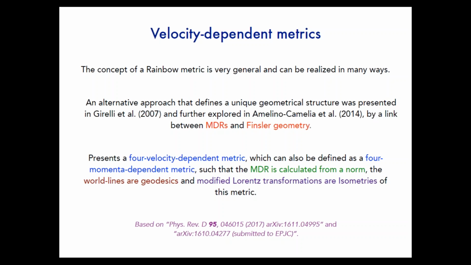the modified dispersion relation is calculated from a norm, because the Finsler geometry is basically Riemannian geometry, but without the quadratic restriction. Therefore, you can have a norm with terms that go like third power or fourth power in the energy, for example, or in the norm of the vector. So this way it can accommodate modified dispersion relations. So in this construction, the modified dispersion relation is also found from a norm. The geodesics of this metric give the world lines that are found in the Hamiltonian formalism, and the Lorentz transformations are the isometries of this manifold.